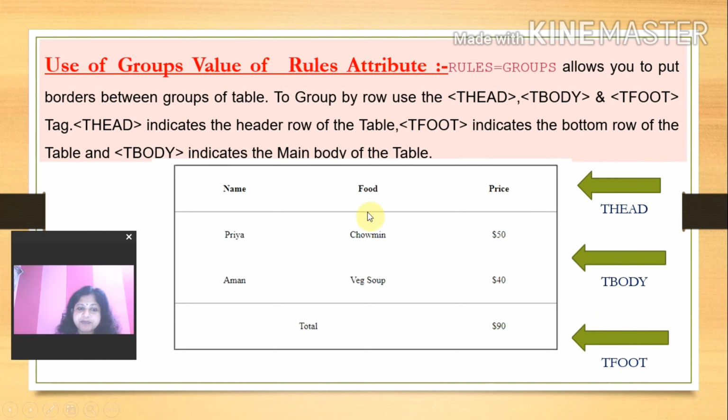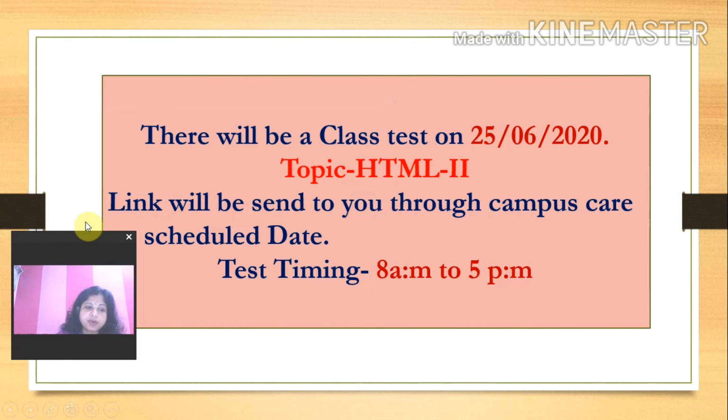Today see how it divides. If we write rules equal to groups in the table, it will group the table: one group will be the header row, one group will be the body, and one group will be the footer. The lines will only be there to demarcate the head, body and foot. The table will be divided into groups. I will do this table and show you today.